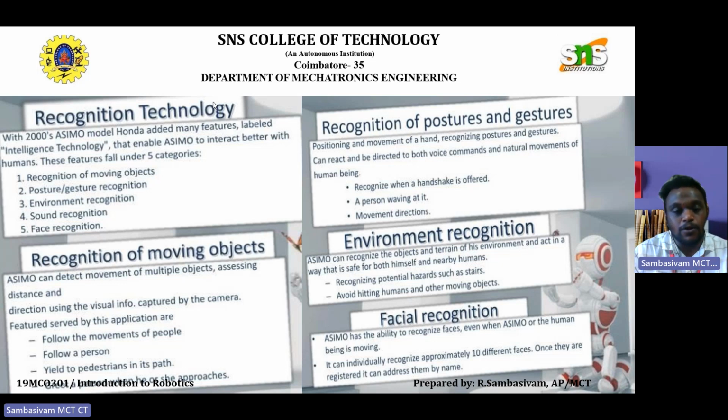Asimo has the ability to recognize faces even when Asimo or the human beings are moving. It can individually recognize approximately 10 different faces. Once they are registered, it can address them by name. This is how the facial recognition is done.